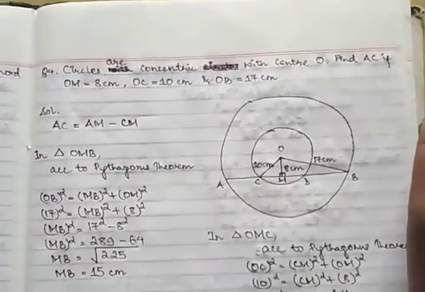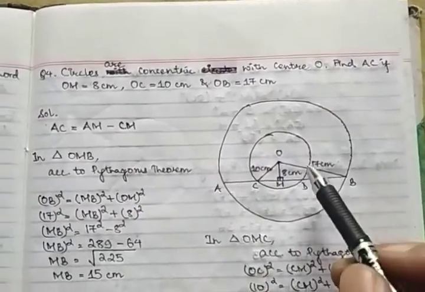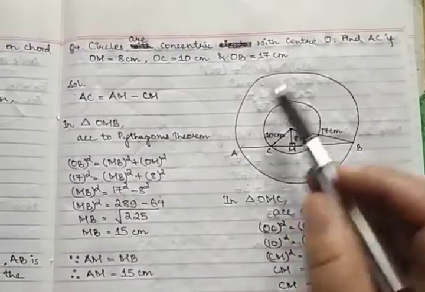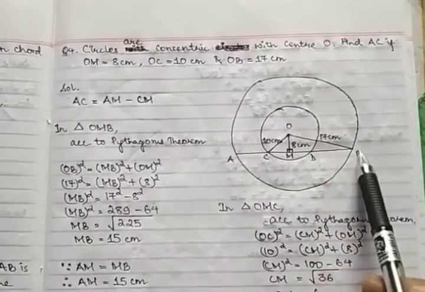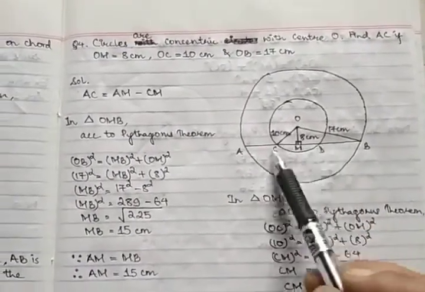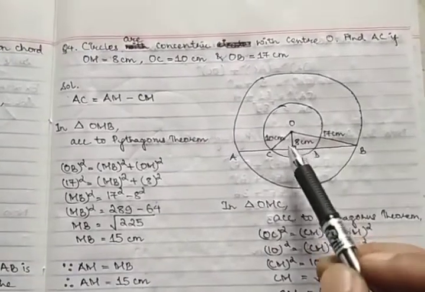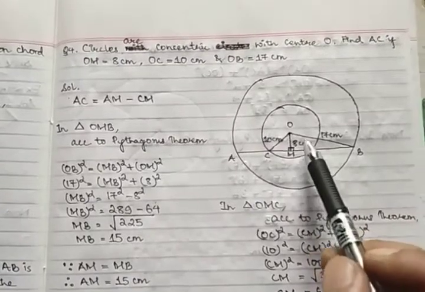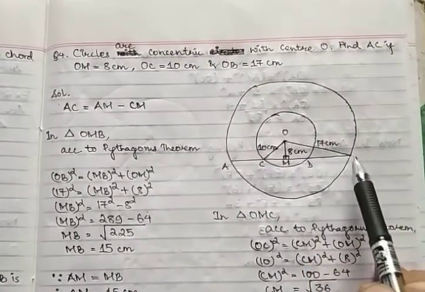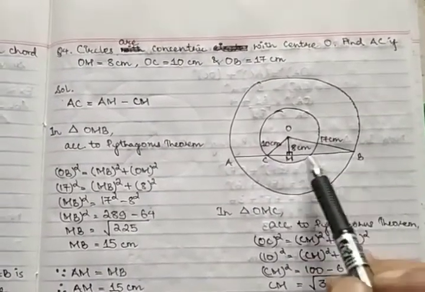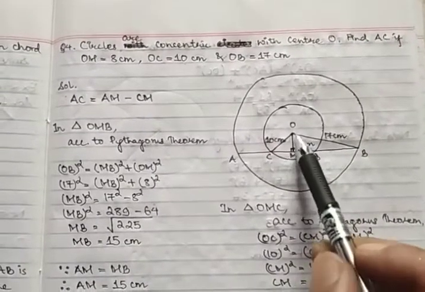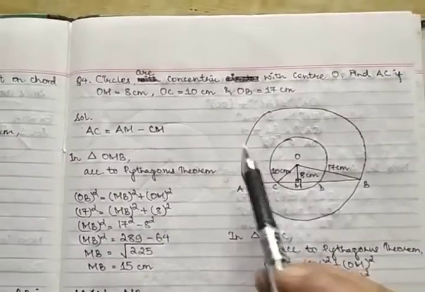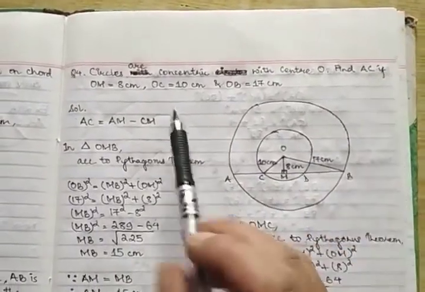So here, according to the figure, what we have is two concentric circles. I got two chords as well. See, for the bigger circle, I got chord AB. For the smaller circle, I got chord CD. Now I got radius for both the circles as well. For the smaller circle, I got 10 centimeters. For the bigger circle, I have 17 centimeters as the radius. See, and I got the distance of the perpendicular line as well. See, it's 8 centimeters.